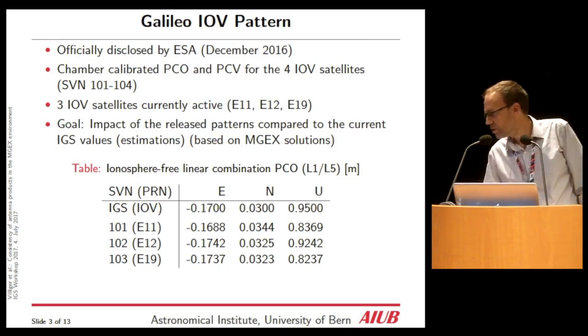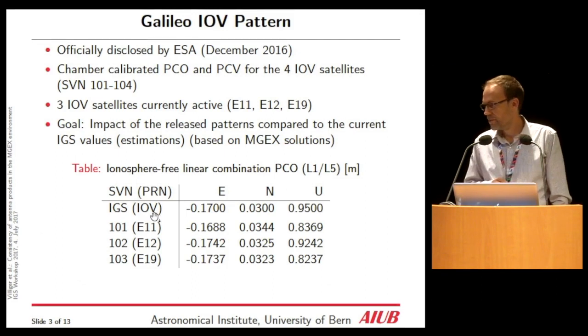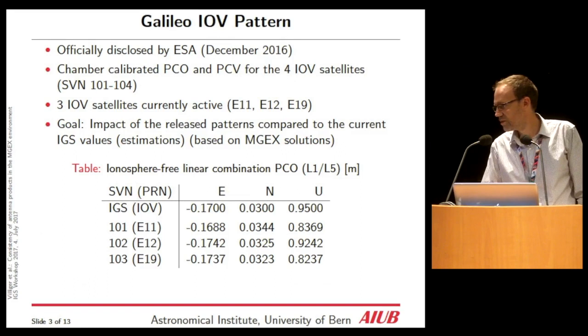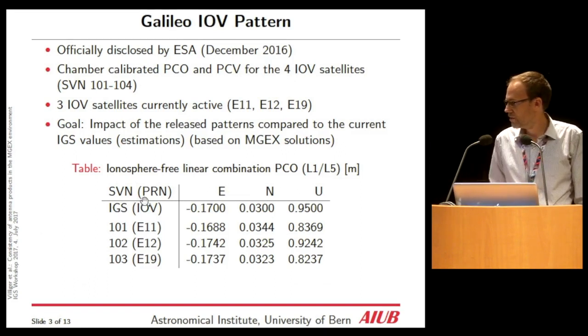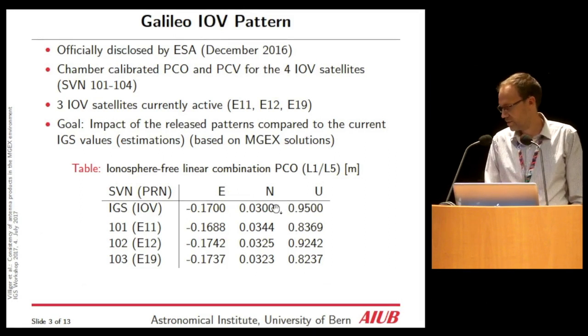We see here in the table below what the difference between these patterns actually is. The main difference is in the PCOs. On the top line, we see the current values which are used. Especially for the z-offset we have 95 centimeters. And we see for the 3 IOV satellites that these values are slightly different from the currently used ones.